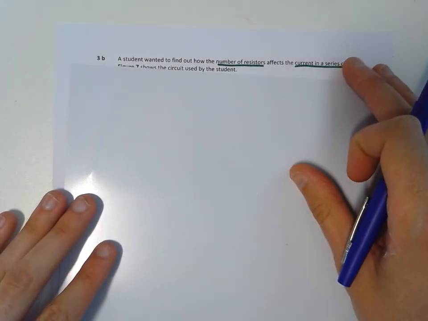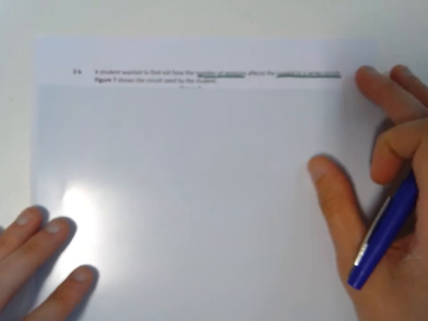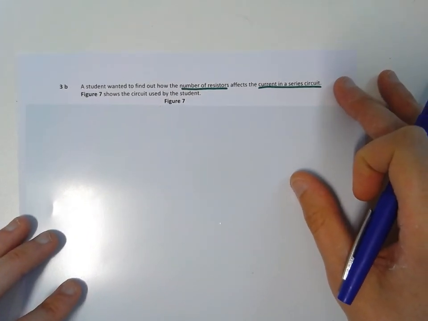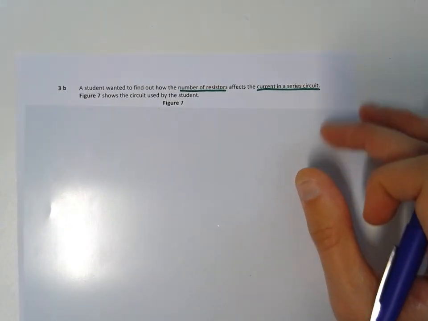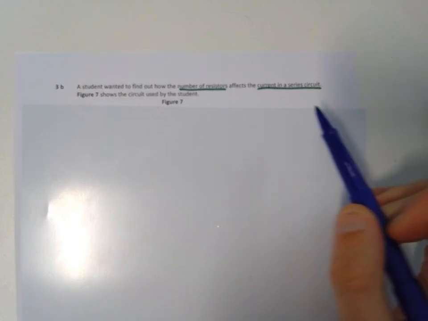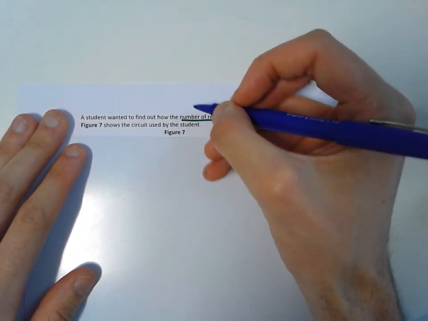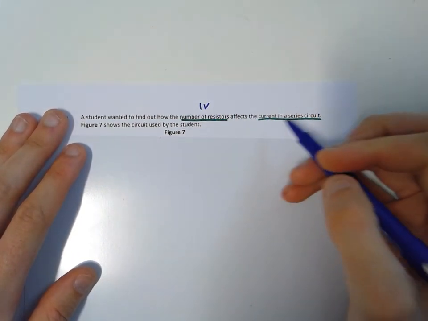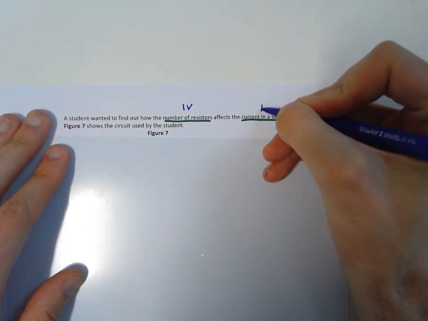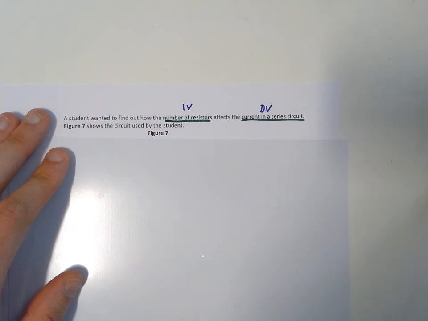Okay, last question. A student wanted to find out how the number of resistors affects the current in a series circuit. So think about this as some sort of investigation. We're going to be changing the number of resistors, so that would be my independent variable. And how it affects the current, that's what I'm going to be measuring. That would be my dependent variable.